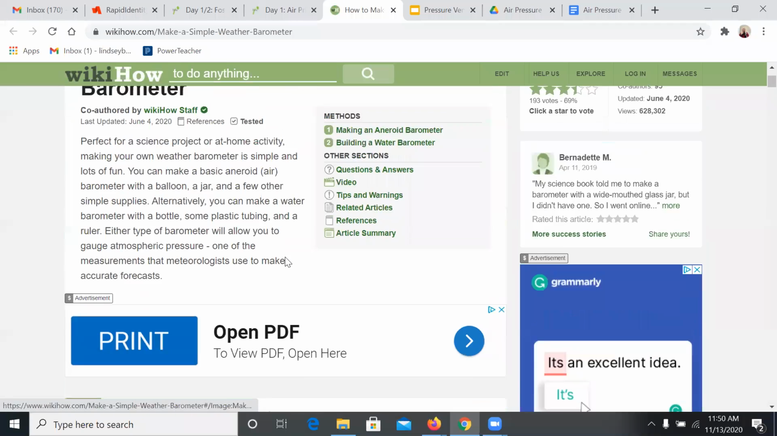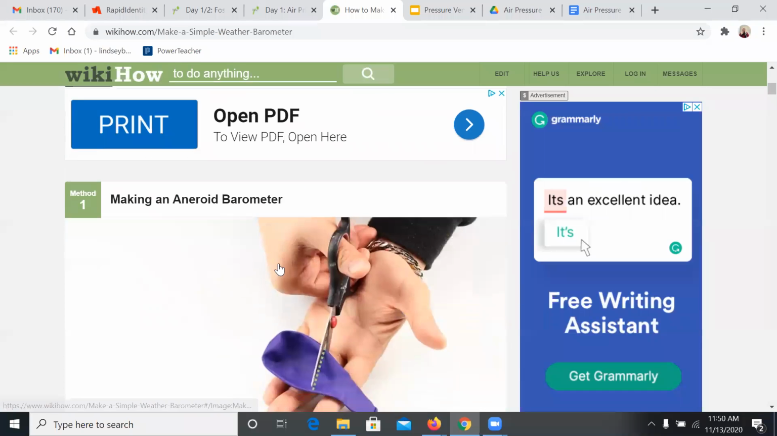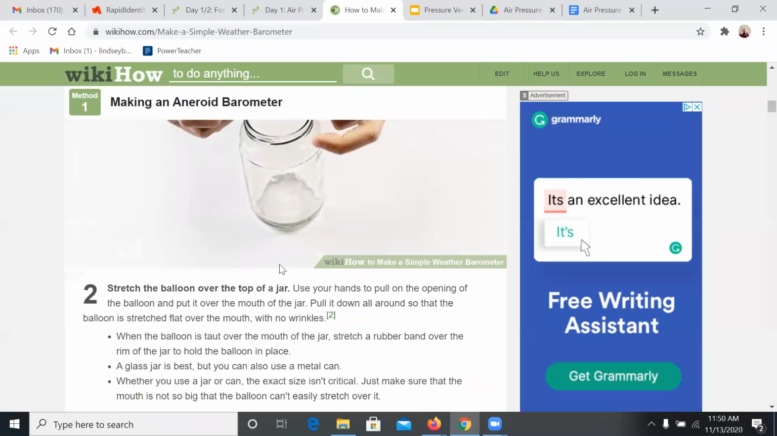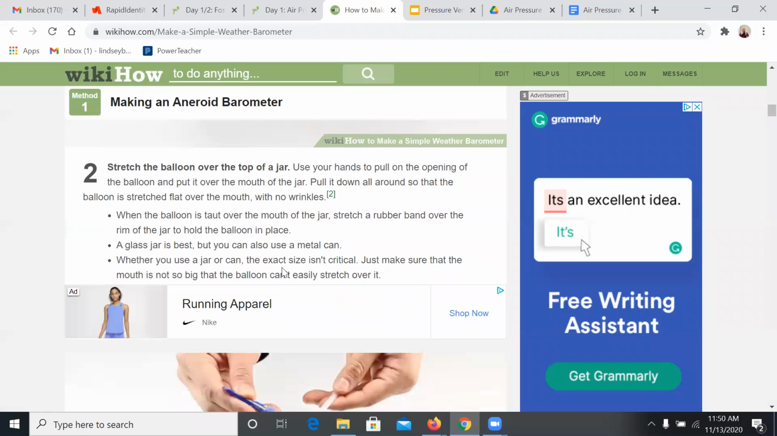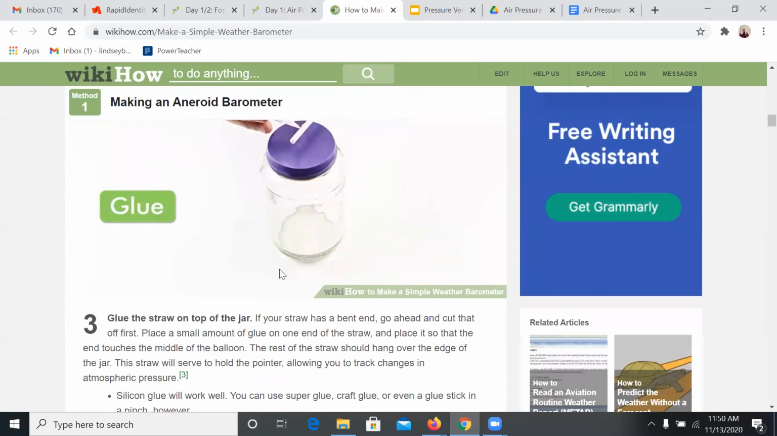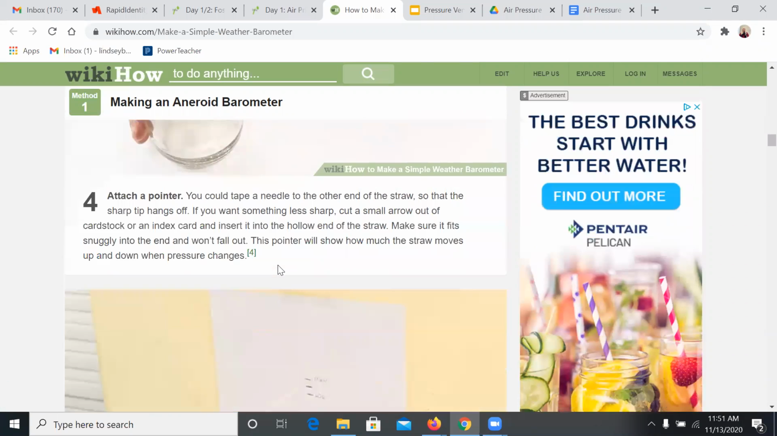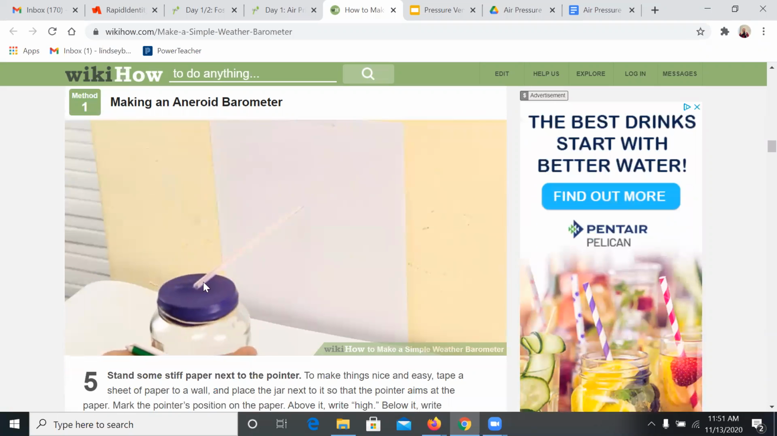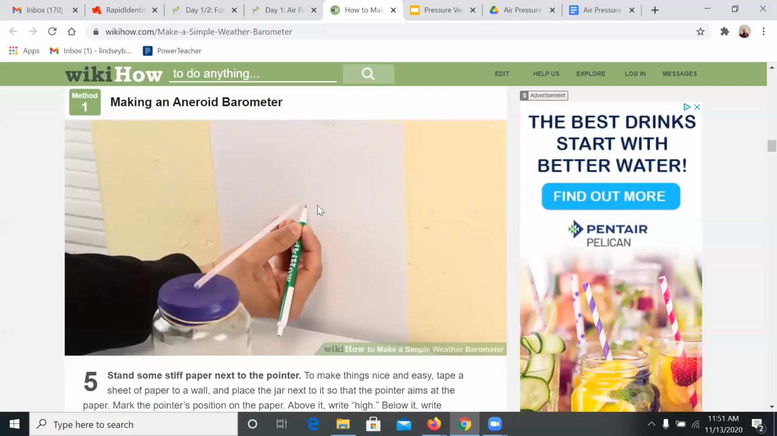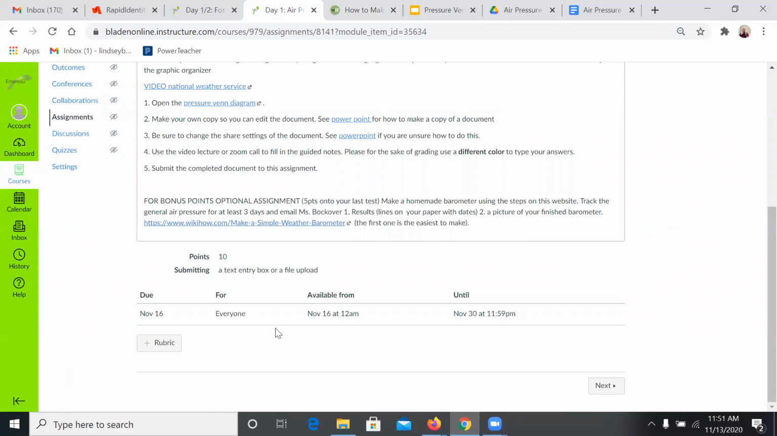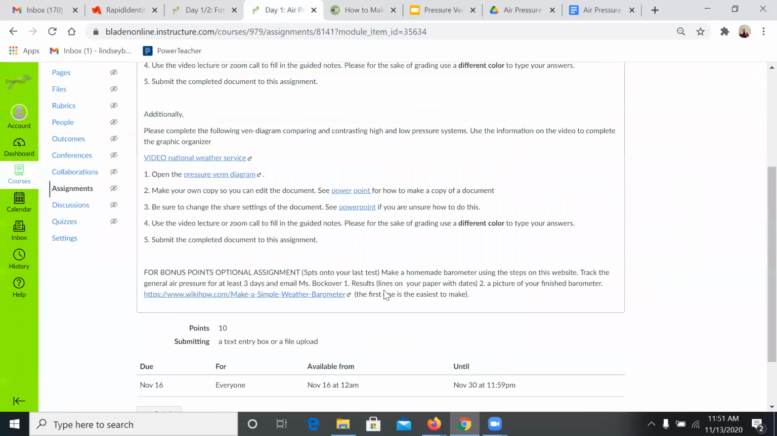You need a balloon, a glass jar, a rubber band, some glue, and a straw. And then you need a piece of paper to track the changes in air pressure, and you'll put a line where the straw either begins or ends. And then as the air pressure changes, this is going to go up and down. Okay, that's bonus though.